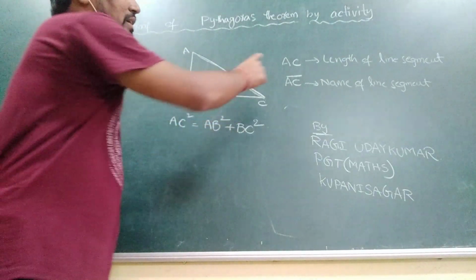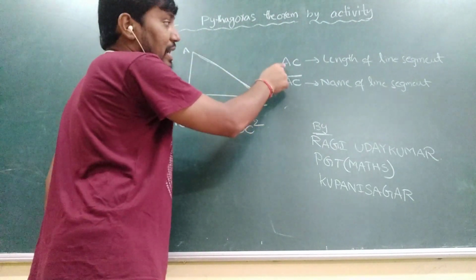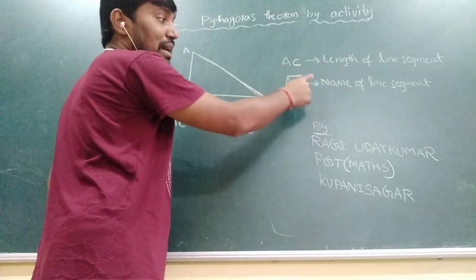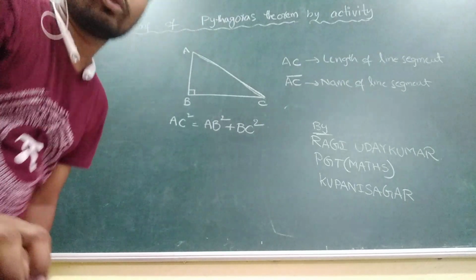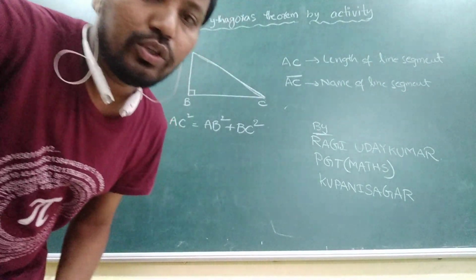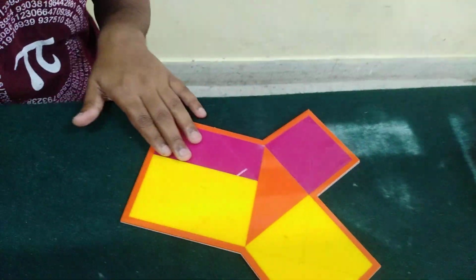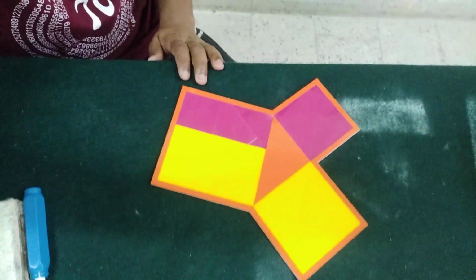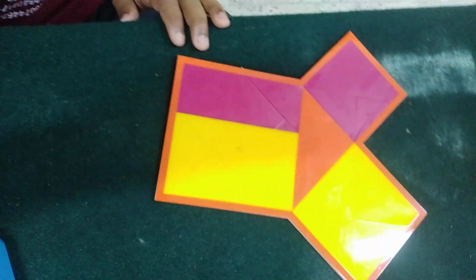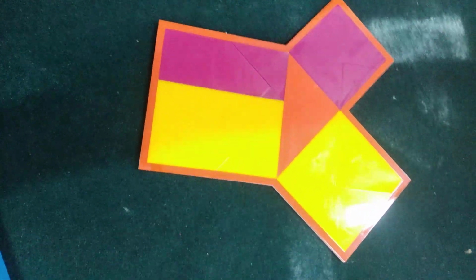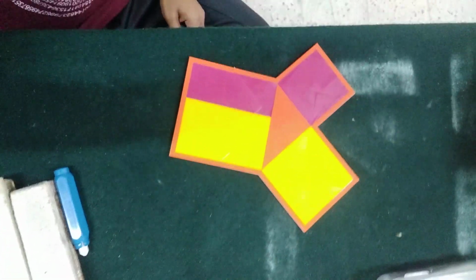And you need to remember the difference between these two. AC is nothing but the length of the line segment, and AC bar is nothing but the name of the line segment. Observe here, we have taken this activity. Now if we use this, we can prove very clearly that the square of the hypotenuse is equal to the sum of the squares of the other two sides. Observe very clearly here. Yes, now it is visible to you, I think.